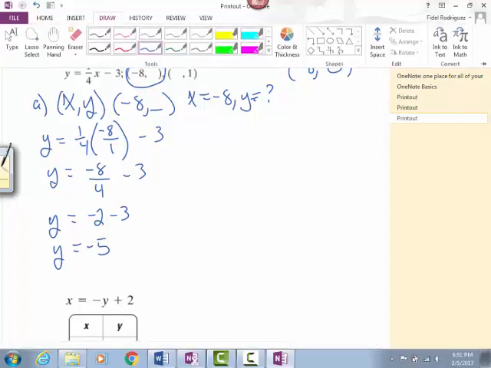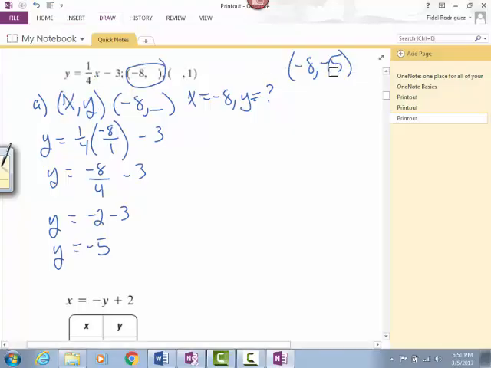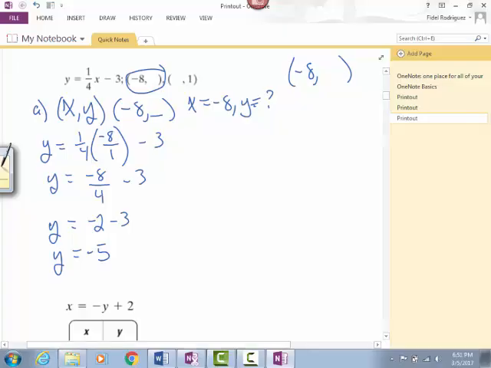Let me fix that a little bit. Looks a little messy there. And let's get our pen back. Negative 5. Okay. All right, so I'm going to do this problem all over again, but I want to use this point now. So let me carve myself out a little bit of space here.